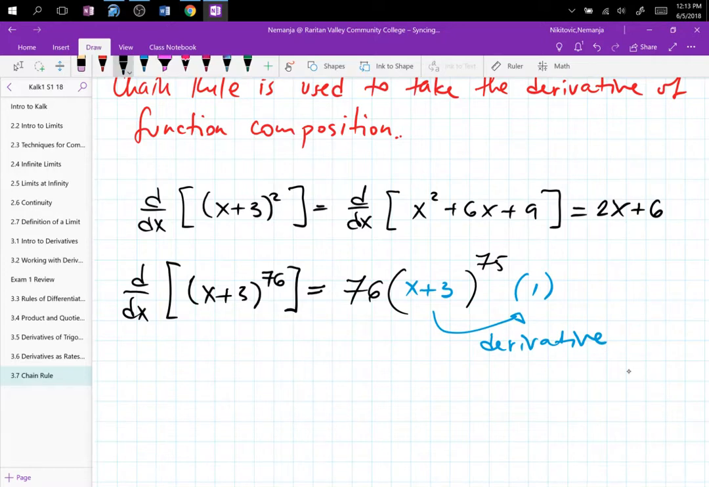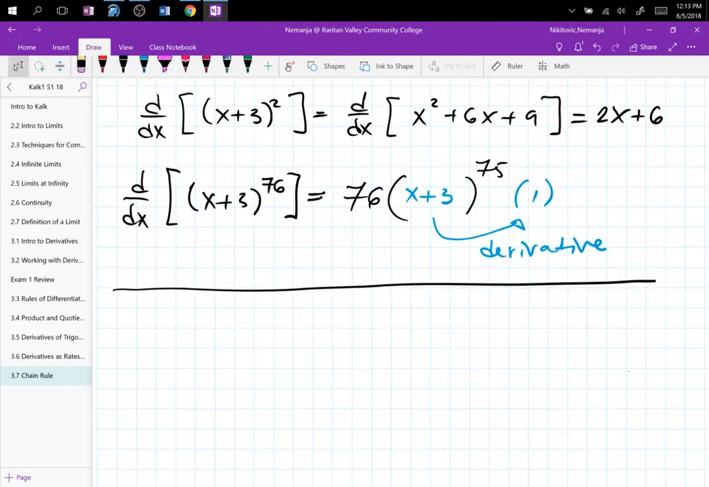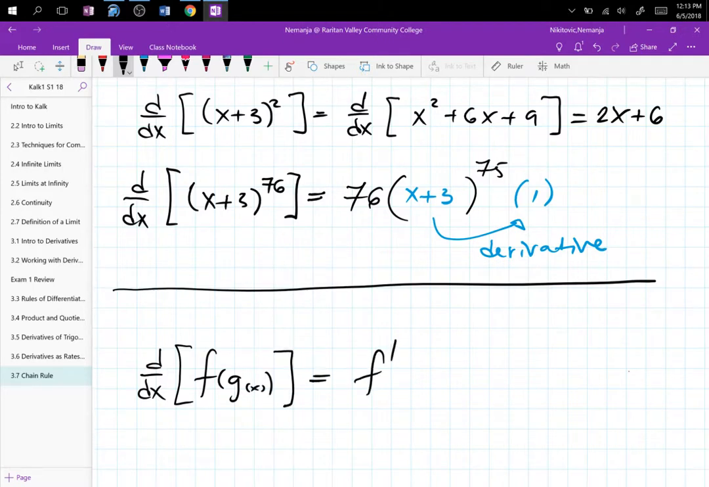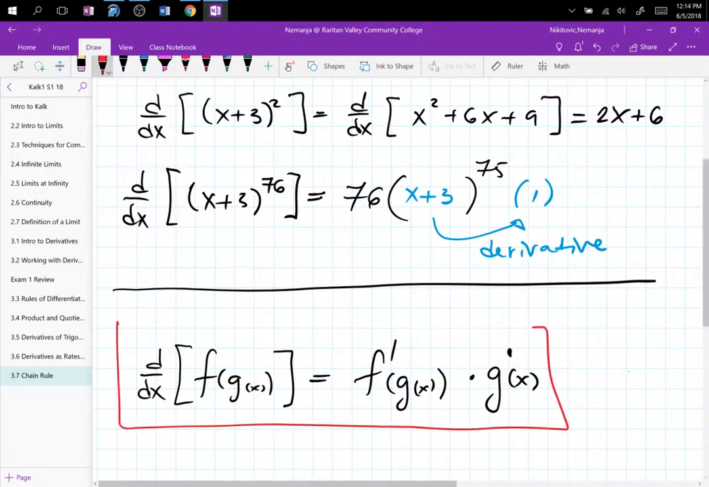So now let's write the formula for this and then just start working on 5,000 examples, including the tangent line problem. So we are going to start here with first writing that the derivative of f of g of x is the derivative of the outer function f with g plugged in times the derivative of the inner function, which is g. So this is your chain rule formula.